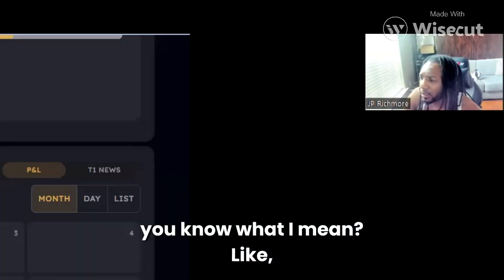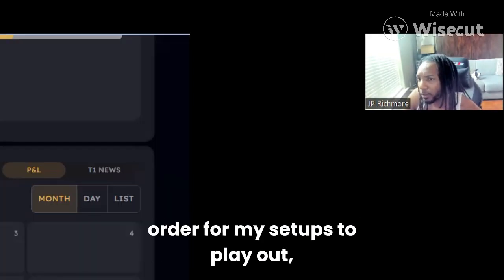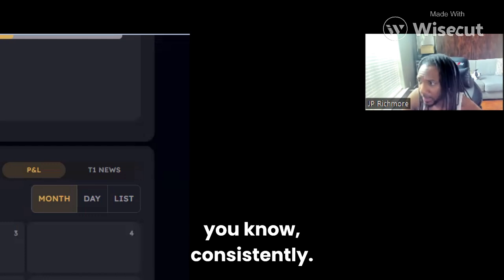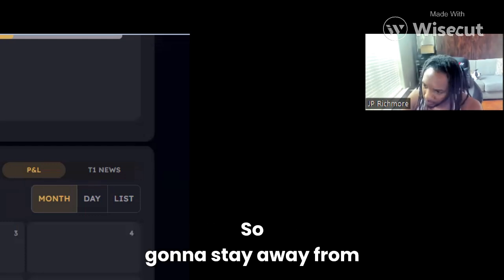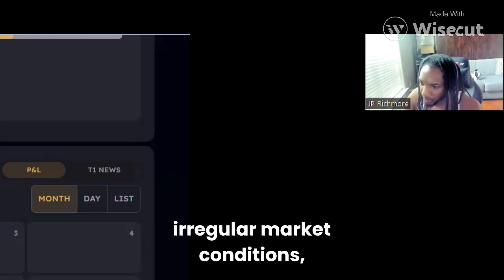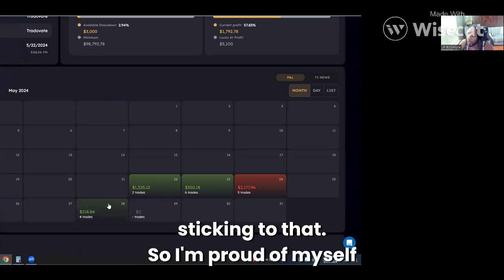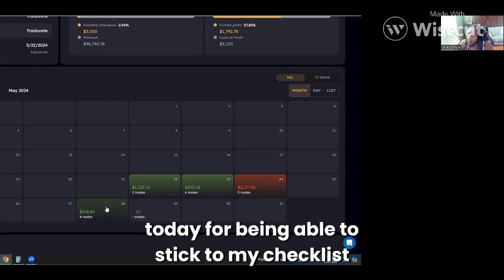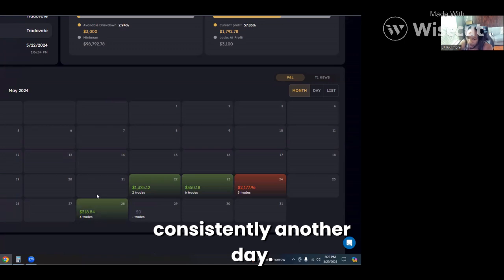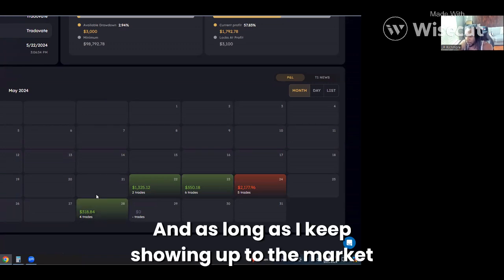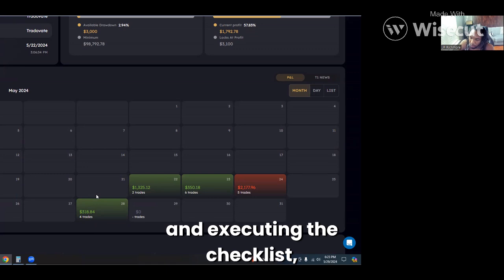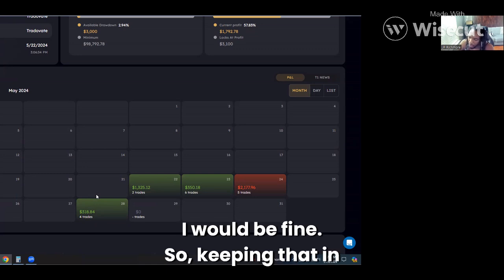You know what I mean? It has to be that way in order for my setups to play out consistently. So I'm going to stay away from irregular market conditions, and the P&L shows the result of sticking to that. I'm proud of myself today for being able to stick to my checklist consistently another day. And as long as I keep showing up to the market and executing the checklist, I will be fine.